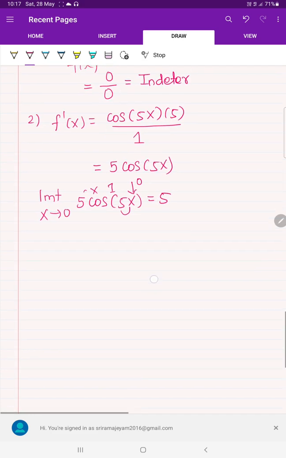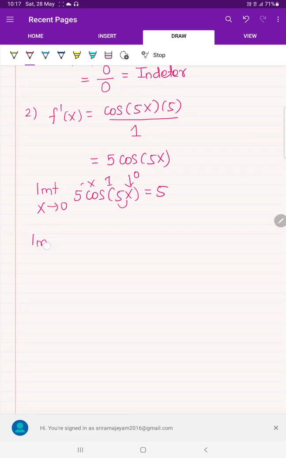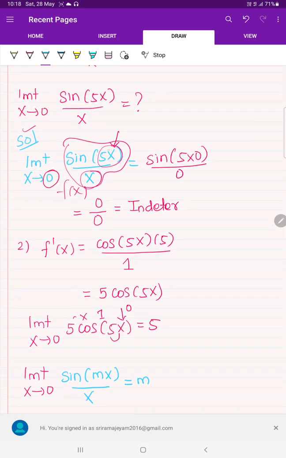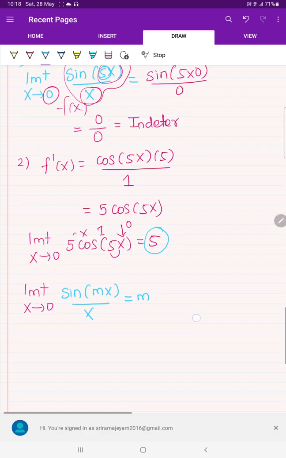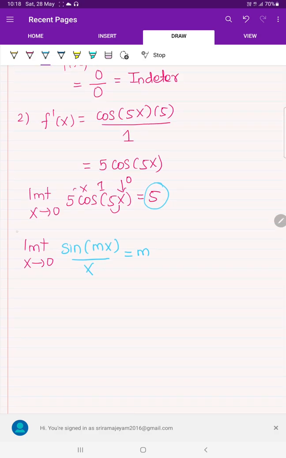So what is the conclusion from here? I can state the generalized conclusion: limit x approaching 0 of sine of m times x upon x will be equal to m only. Can I write it like this? What I wrote here is sine 5x, and if you observe, the resultant answer came 5. If I put m, then the resultant value will become m only. That is the conclusion we can make here.